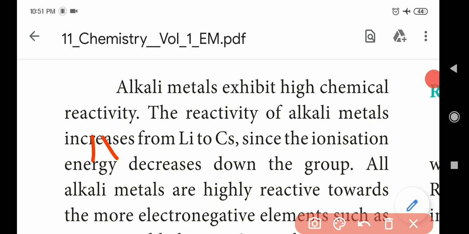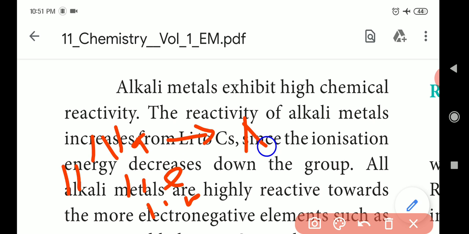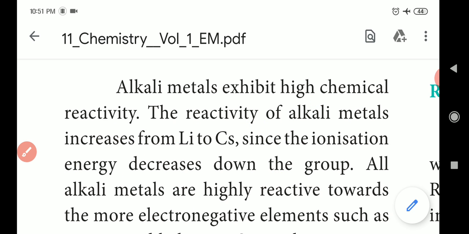For example, sodium has atomic number 11, so it has 11 electrons and 11 protons. Sodium loses one electron from its outermost orbital, forming a cation. It then has 10 electrons, which is equal to the neon electronic configuration. So alkali metals easily lose one electron from the outermost orbital and form electropositive ions.